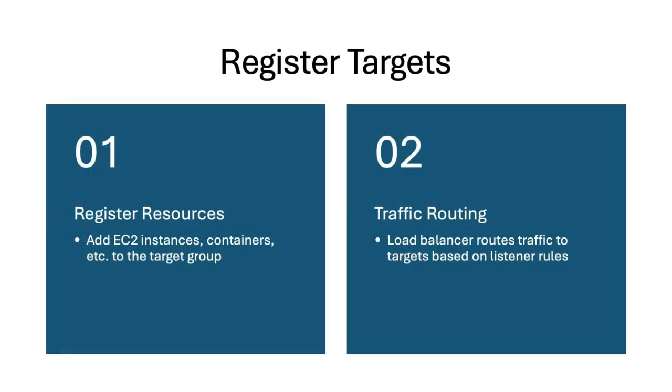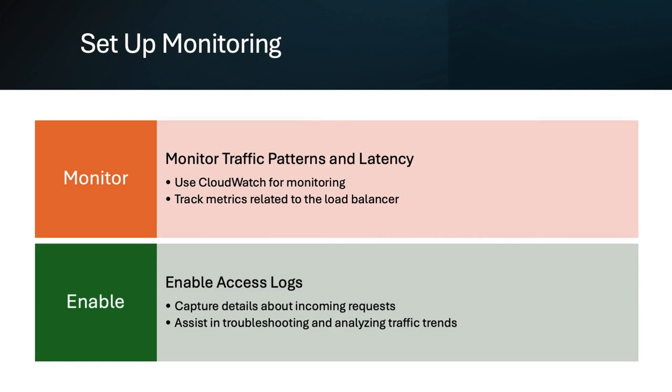First, add your resources like EC2 instances and containers to the target group. Once registered, the load balancer will route traffic to these targets based on listener rules. Use CloudWatch to monitor traffic and latency. Enable access logs to capture request details for troubleshooting and traffic analysis.